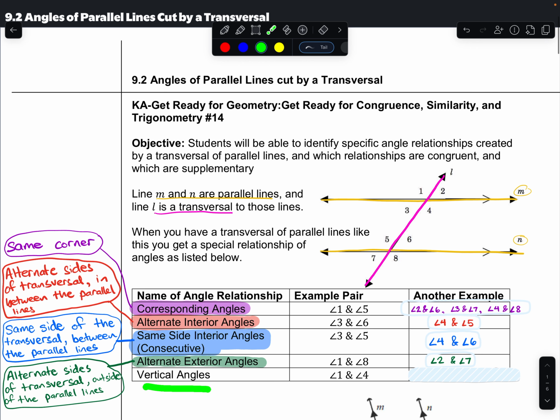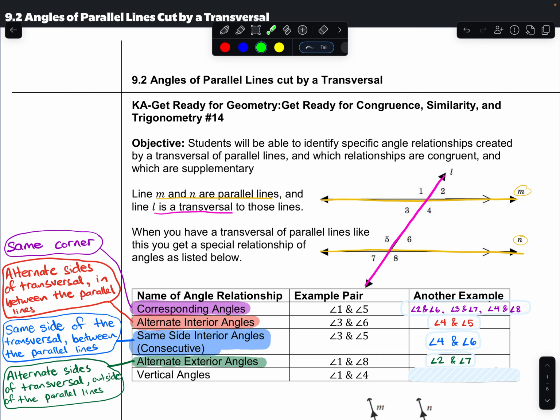Finally, we have vertical angles. We talked about vertical angles in 9.1. Vertical angles are anytime you have 2 lines that cross, they're the angles across from each other. So angle 1 and angle 4 are across from each other in this intersection.